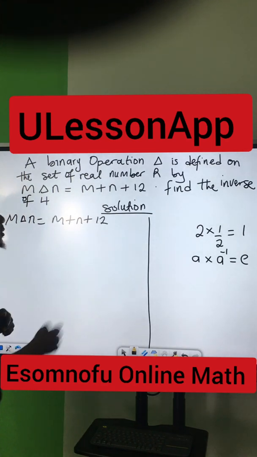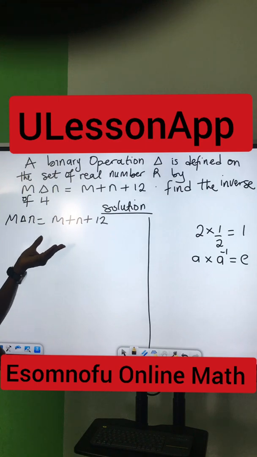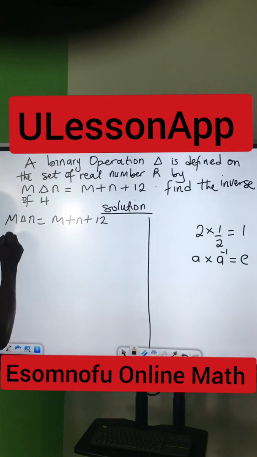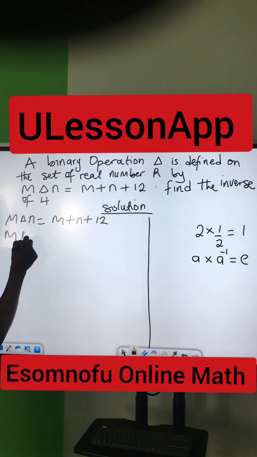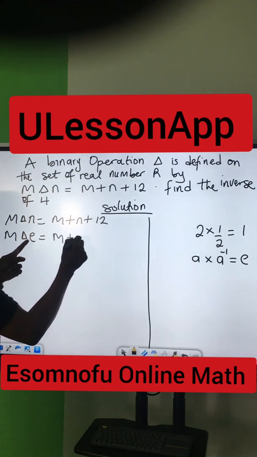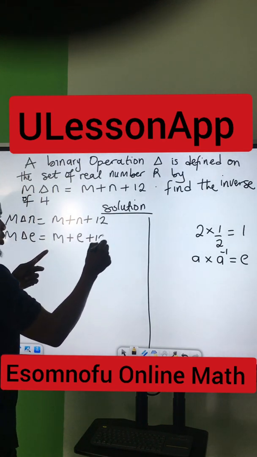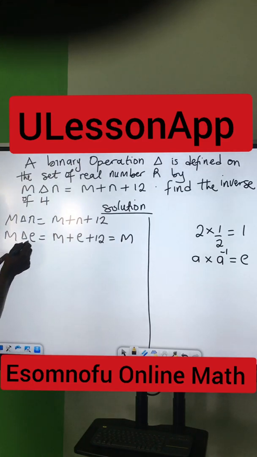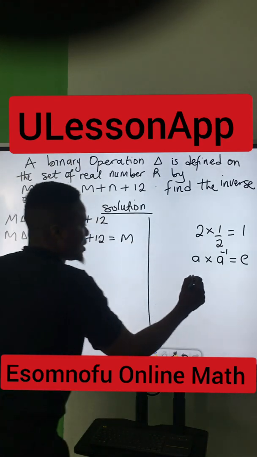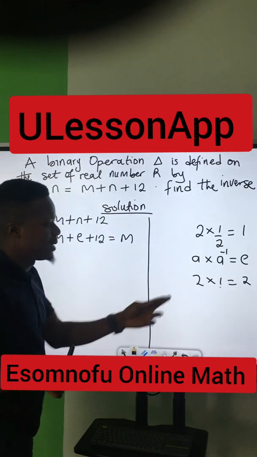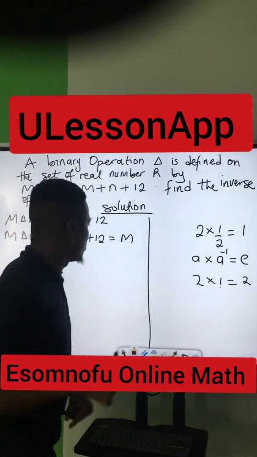plus 12. Before we can solve this, let us first of all get the identity element of this operation. Remember that the identity element, M triangle E, will now be: the first will still be M, the second will turn to E plus 12. This will also be equal to M because the identity element, when it operates with an element, will give us the same thing. For instance, 2 times 1 is equal to 2. 1 is an identity element, that is why it did not affect this 2.